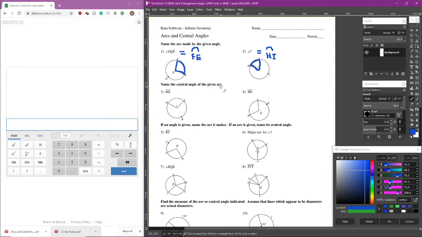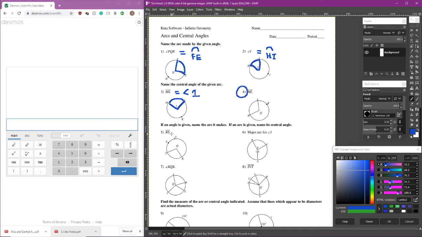Name the central angle of the given arc. So here is our given arc. We're going backwards now. We have arc ML, and if we trace the angle that would have intercepted that arc, we see that we are looking at angle 1. So arc ML equals angle 1. I'll let you do 4 on your own.